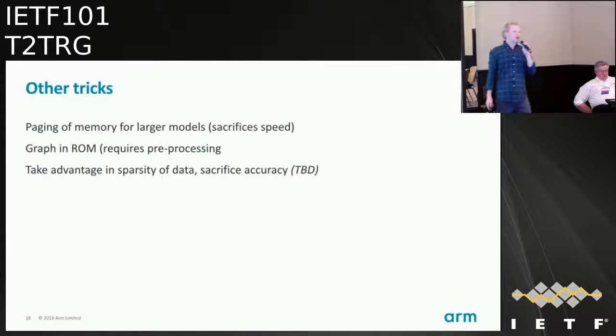We put the complete graph in ROM. So if you have a TensorFlow model, there's the graph, which basically describes all the layers and what to do with these layers and where you want to read the data from. We pre-compile this and put it in read-only memory. So that saves a bunch of ROM, saves a bunch of RAM, in our case, 26K. So that's great, actually. And something that we're looking into right now is that we want to take advantage of the sparsity of data, so that's going to cost a little bit of accuracy, but we might win a little bit of memory with that.